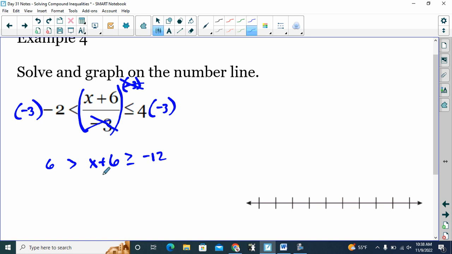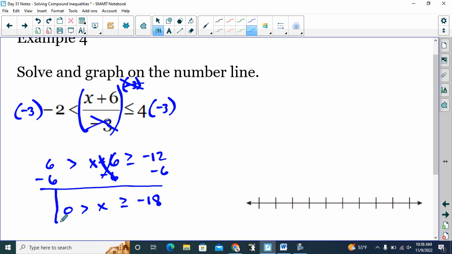Next thing we're going to do is subtract 6. Again, if I do it to the middle, I have to do it over here and this side of the inequality as well. Subtracting, I don't flip my inequality. -12 minus 6 is -18. 6 minus 6 is 0. This is a fine answer to have. If you were in my class, I would take that as an answer.